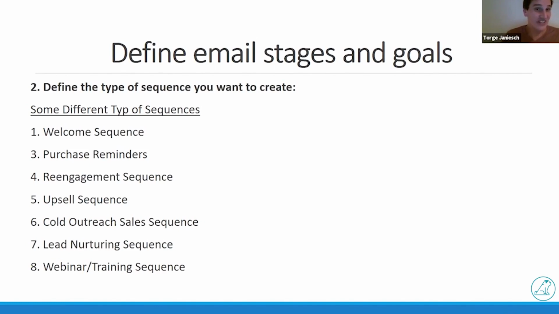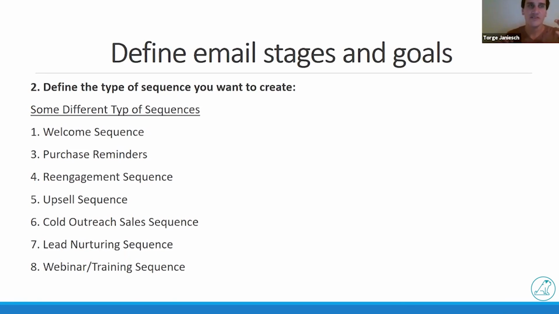You can also use sequences for cold outreach, and for lead nurturing sequences, for example, where you nurture them and give them some value until you have some new products you want to sell to them, or some webinars, online trainings, or something else that also needs an email sequence. These are just some examples. There are way more, but there are different types.